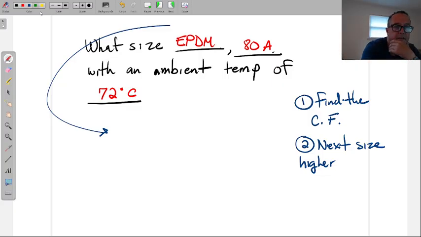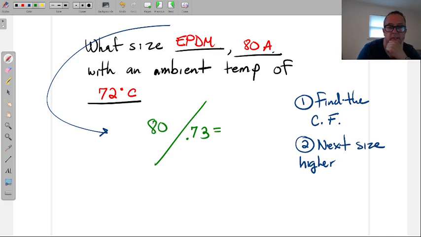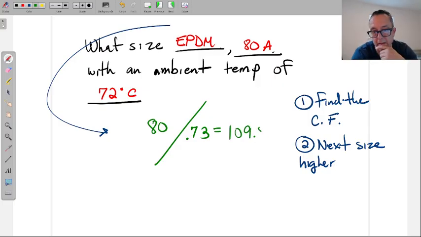All right, so for this one, 72 degrees Celsius, again, find that correction factor first and foremost, and it should be 0.73, right? 0.73, yep. Perfect. Divide by desired amperage of 80. And now you do 80 divided by 0.73. And you get 109.58. Important to always look at those decimals because this becomes 110.